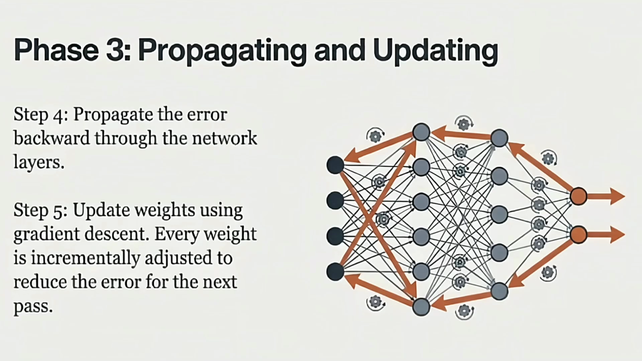Phase 3, propagating and updating. Step 4, propagate the error backward through the network layers. Step 5, update weights using gradient descent. Every weight is incrementally adjusted to reduce the error for the next pass.